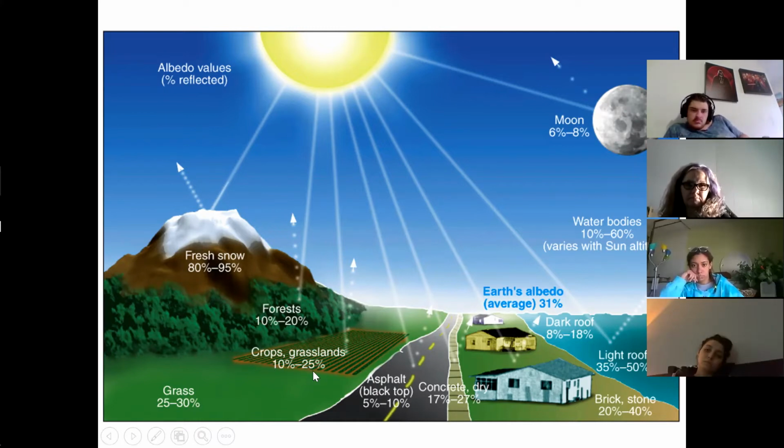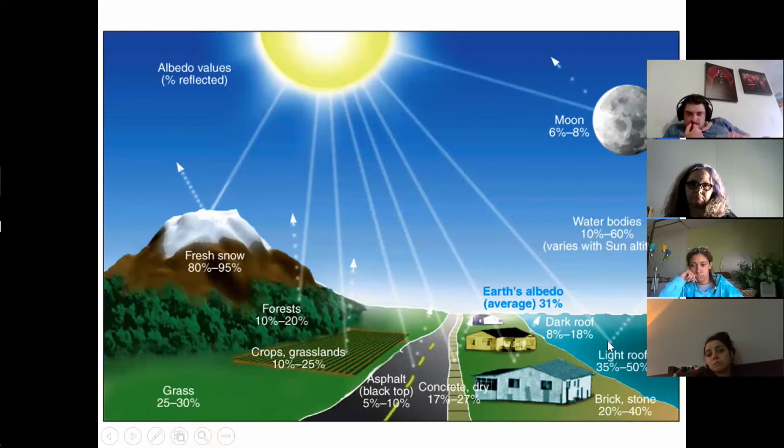Crops, grassland have an albedo of somewhere around 25%. You know that it's warmer in cities because the albedo of asphalt and concrete drops to 5 or 10%. And this makes the rock warmer, and it makes it more effective at radiating infrared light.